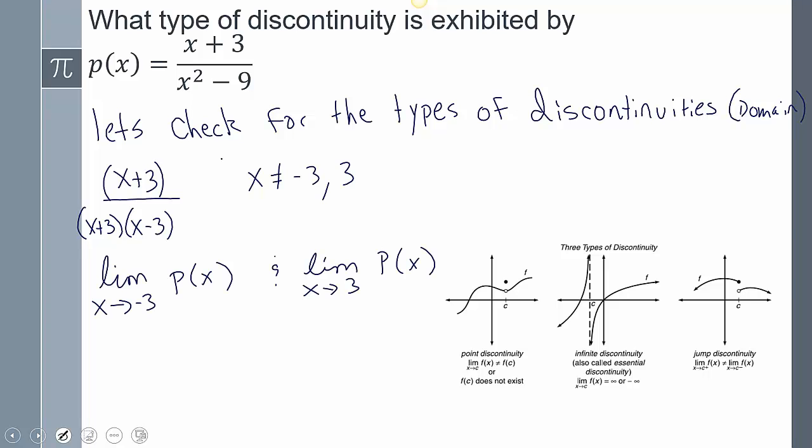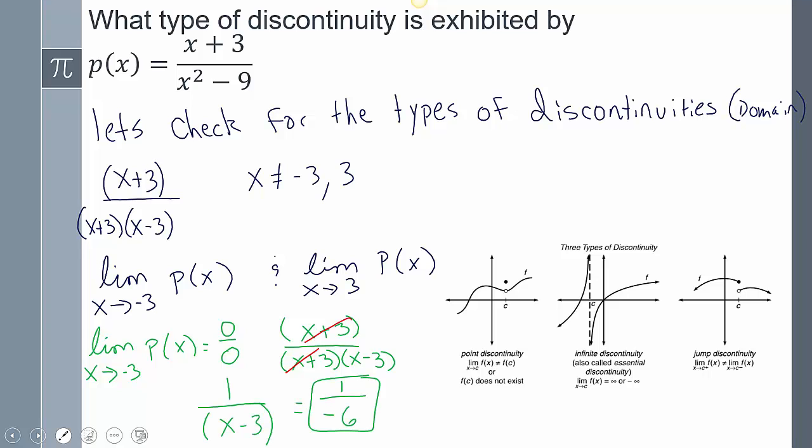So I'm going to take the limit of each individual one. If I take the limit as x goes to -3 of my function, and as x goes to +3 of my function, let's see what happens. Now notice if I go to -3, I get this 0 over 0. Well, we learned that that is a removable discontinuity. It can be removed, and it's going to be that instantaneous point in which it's discontinuous. Because it cancels out, I do get this -1 over 6. I can conclude that that is going to be a point discontinuity.